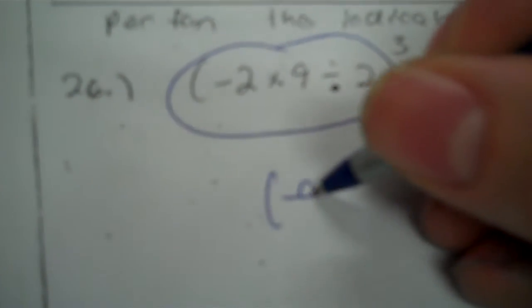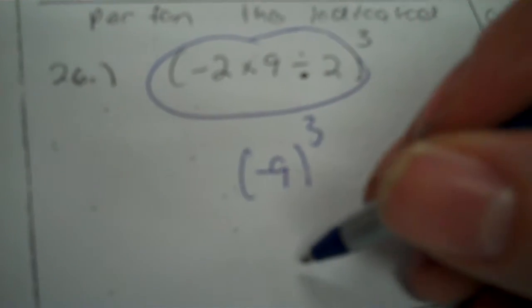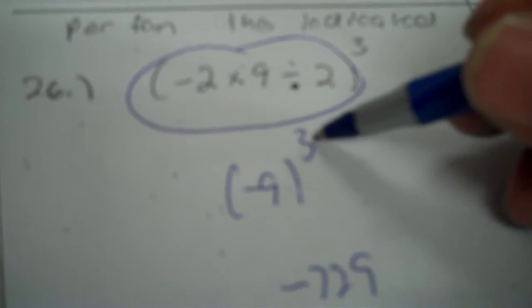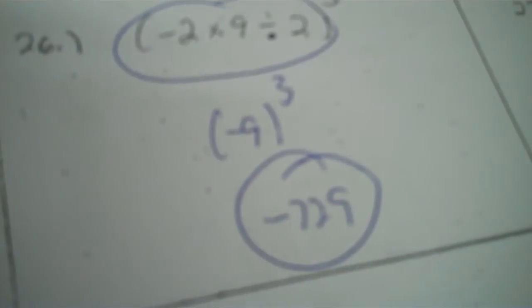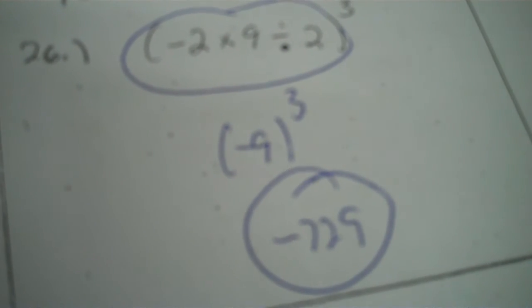Perform the indicated operation, parentheses, exponents, multiply, divide, add or roots if you have them. Parentheses you have. Now in the parentheses you have times and divide. The times and divide are equal, so you just go across. It'd be negative 9. And then the exponent, it's negative 729. Now this is going to be a negative because the exponent's odd. Okay, if the exponent's odd with a negative base, it'll be a negative product because negative times negative is positive, but then times another negative is a negative.